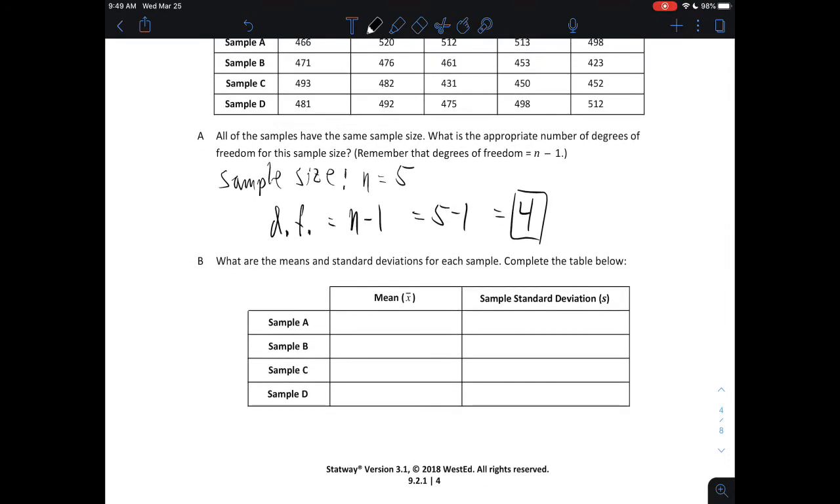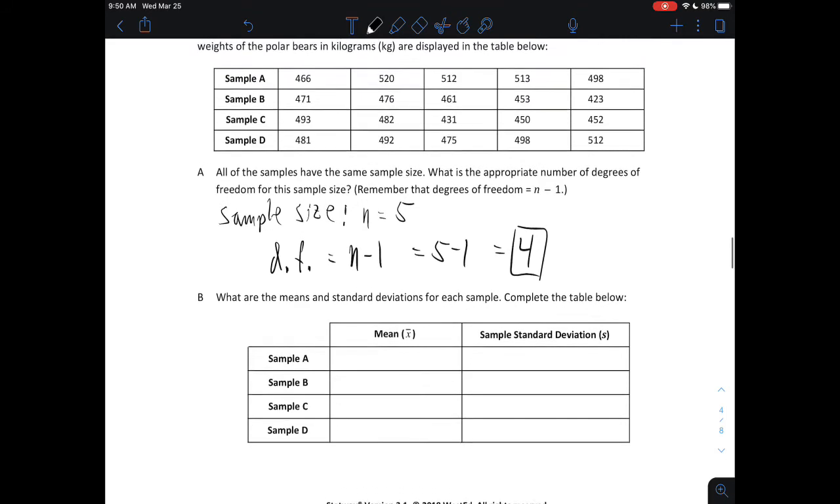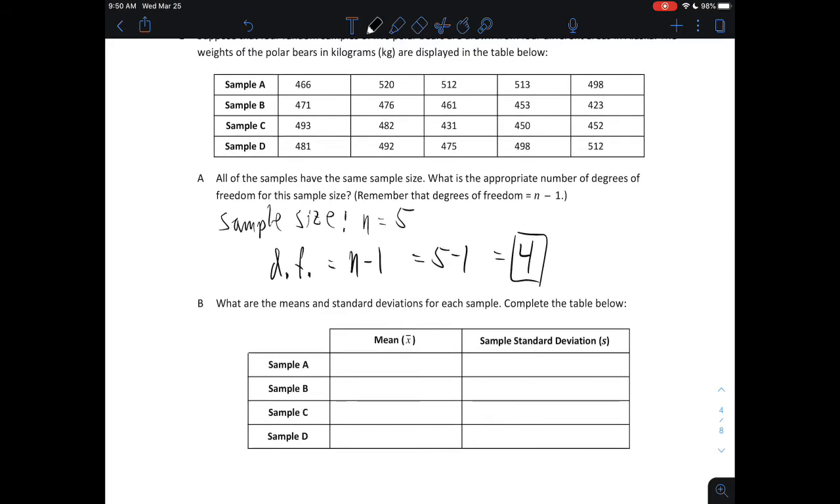Next, part B. What are the means and standard deviations for each sample? Complete the table below. For this, we're going to want to use our graphing calculator. We can easily find the mean with a simple calculator, just adding each weight up and then dividing by 5. But the standard deviation, that would take a lot of time if we're using the formula. So for this, we do want to use our TI-83 or 84.